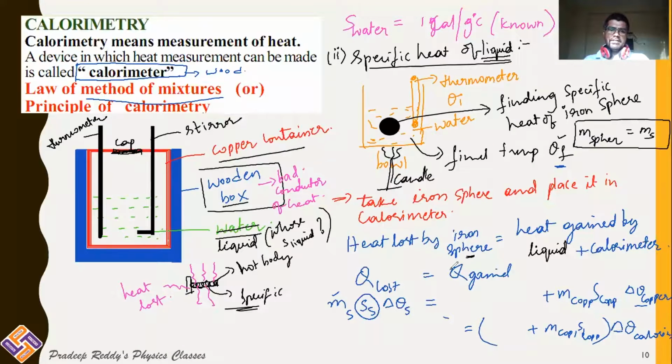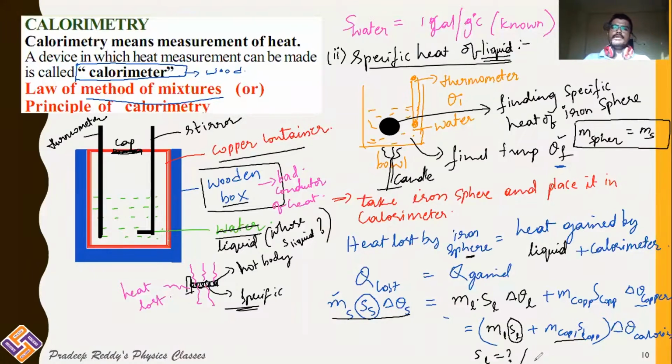Q lost by the iron sphere is mass times specific heat into delta theta. Heat gained by the liquid is mass of the liquid into specific heat of the liquid into change in the temperature of the liquid. However, the change in the temperature of the liquid and calorimeter will be the same. Therefore, I can take it common out over there. What is left over here? Mass of the liquid into specific heat of the liquid. What are the unknown quantities in this? All these right hand terms are known. Left hand side terms, except this S L, you should know all. From here you can calculate the specific heat of the liquid.